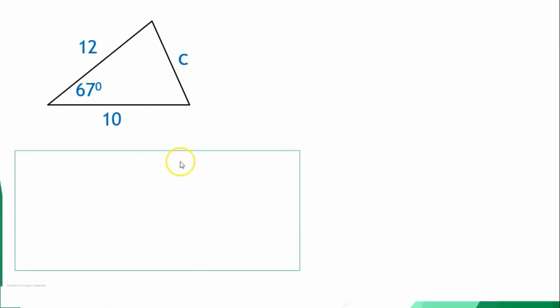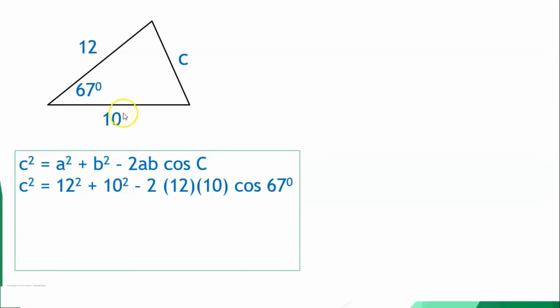Okay, another example. So let's have this. Solving for c, that would be c squared is a squared plus b squared minus 2ab cosine C. Substituting, our a is 12 and our b is 10. So substitute.